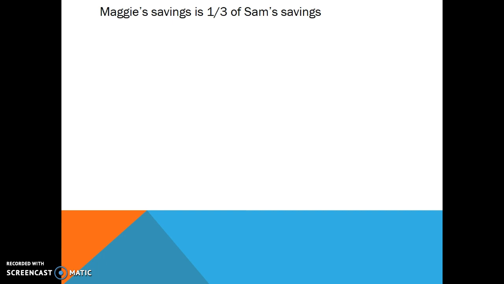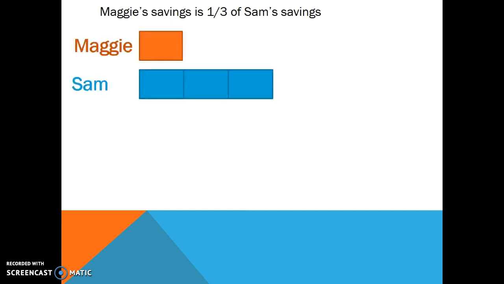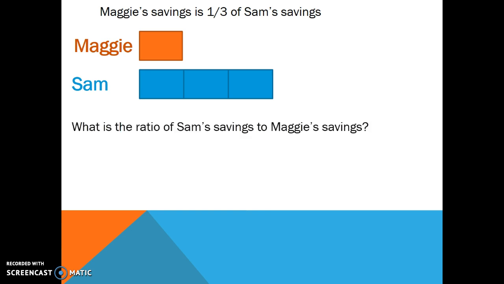Maggie's savings is 1/3 of Sam's savings. Right away, you should be able to draw a bar model like this, where Maggie has 1 unit and Sam has 3 units. Letter A says, what is the ratio of Sam's savings to Maggie's savings? That means we want Sam first. He has 3 units, Maggie has 1, so that's going to be 3 to 1.